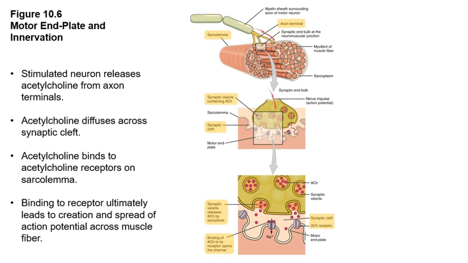Binding of acetylcholine to its receptors will activate the muscle fiber and will ultimately lead to the creation of an action potential that spreads across the sarcolemma of the muscle cell.